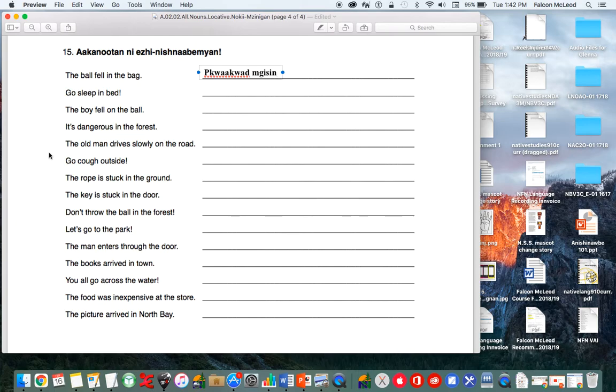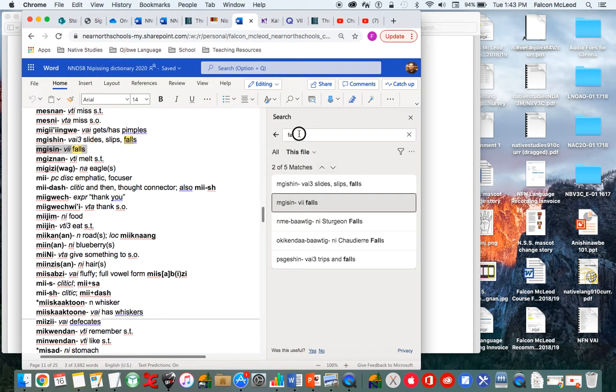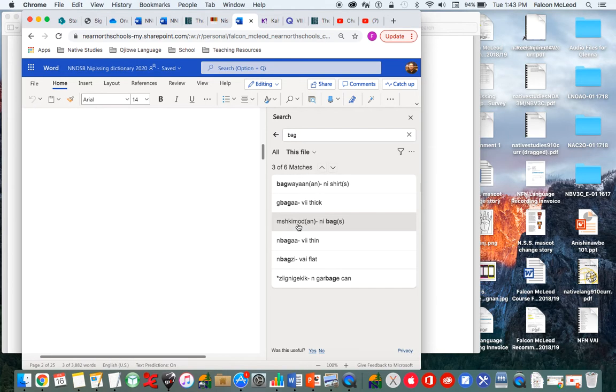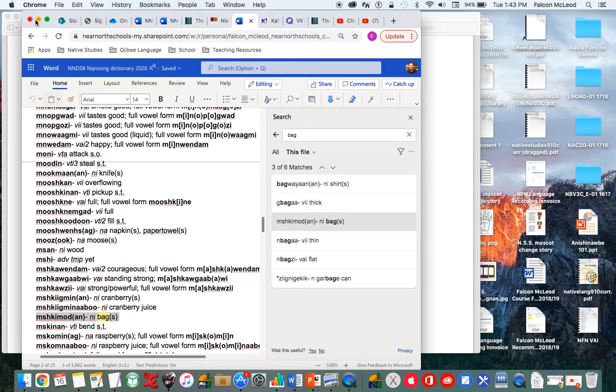All right, and so the ball fell. That E changes this verb into a past tense, and so we need our past tense marker. If you remember, our past tense marker is gi with a hyphen. So we got pequawkwed gim gising. Now we need the word for bag. If you don't remember that word from our lesson, let's look it up. We're looking for the English, which is mshkimut.